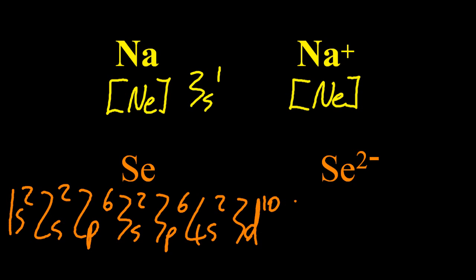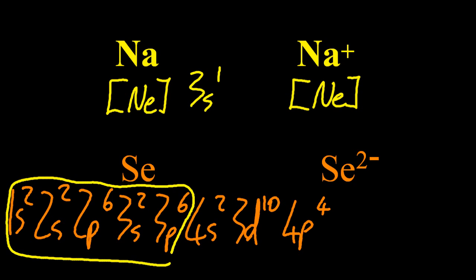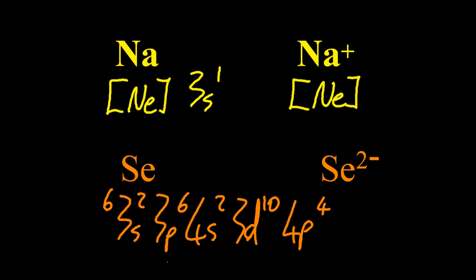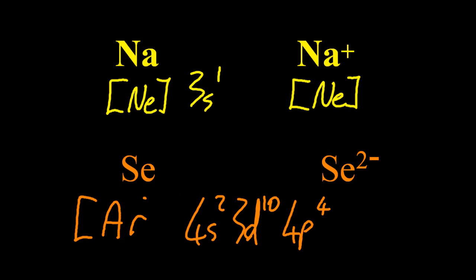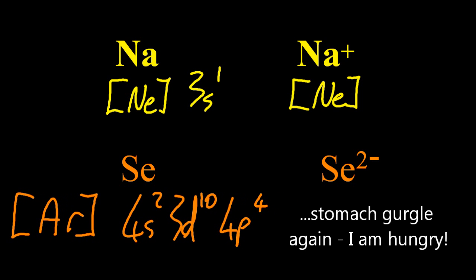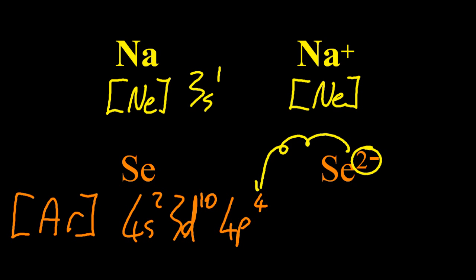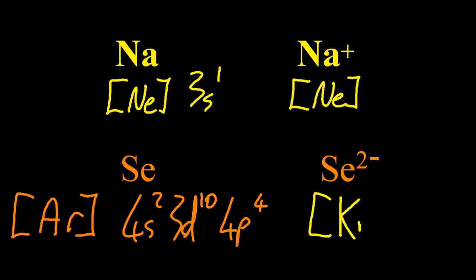Selenium, wow, that's a long one. And again, I don't want to be writing all that out again. So in that circle there, that's the equivalent of argon. So I'm going to remove those. I can just put argon in. That's called the shorthand or the shortened electron configuration. And selenium 2-, that means I'm going to have to add another couple of electrons onto that 4p. And now it's going to look just like krypton.